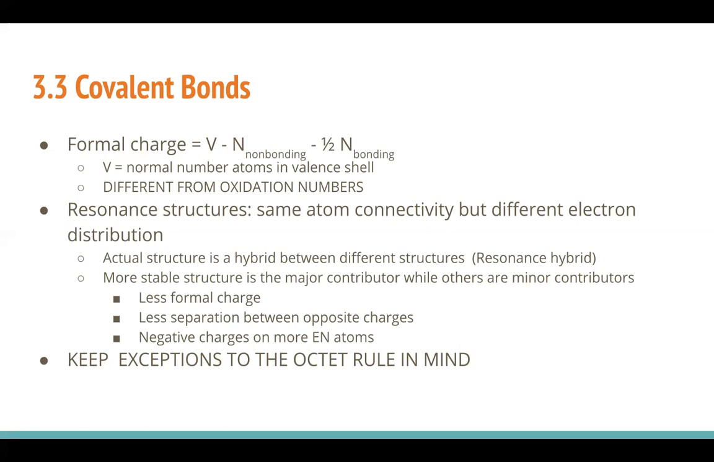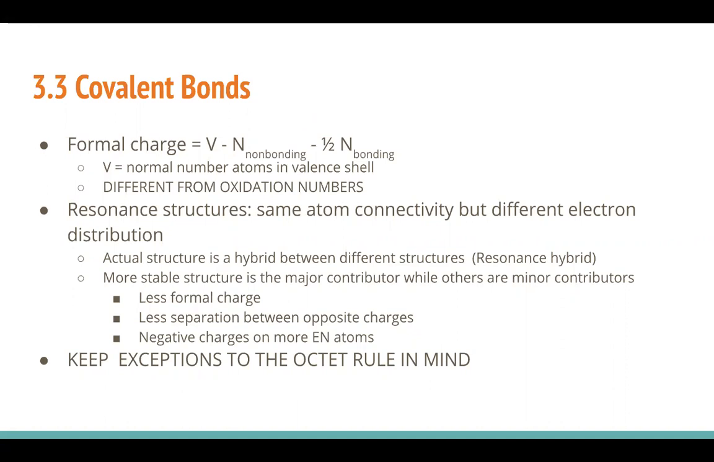You can tell whether a structure is more stable if it has less formal charge, less separation between opposite charges, and the negative charges are on more electronegative atoms. Less formal charge means that if you calculate the formal charge of each element, you can see that some resonance structures will have more elements with charges. So when looking at resonance structures, you would pick the one with fewer charges on each element.